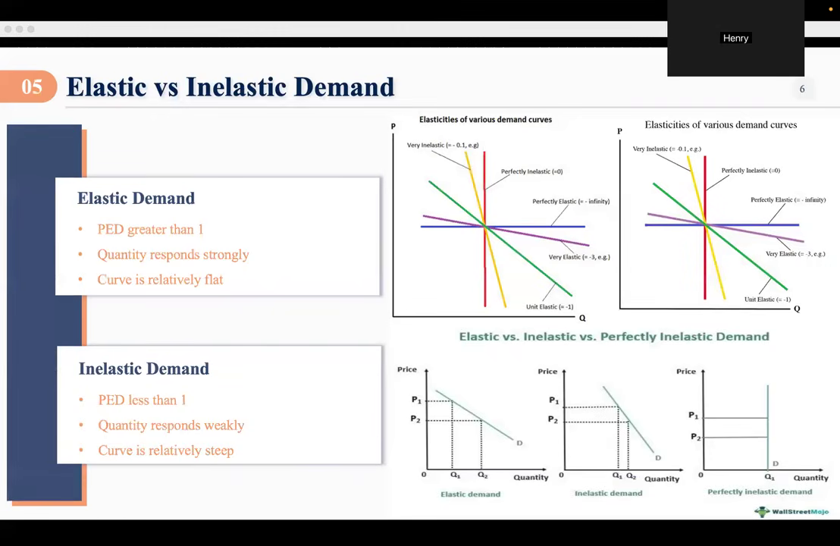We now classify demand into two main types. Elastic demand, which is when PED is greater than 1. Quantity demanded is highly responsive to price. A small price change leads to a large change in quantity. And inelastic demand, which is when PED is less than 1. Quantity demanded is not very responsive. Even large price changes lead to relatively small changes in quantity. This distinction is extremely important for both firms and governments.